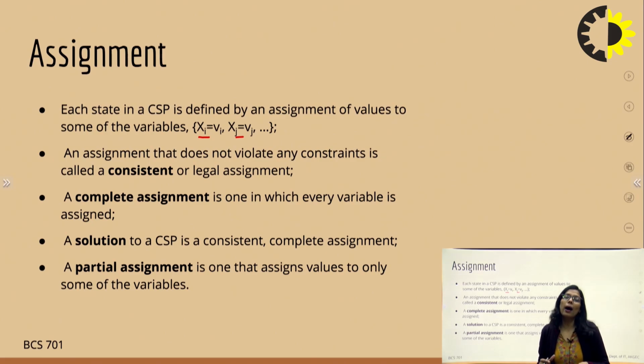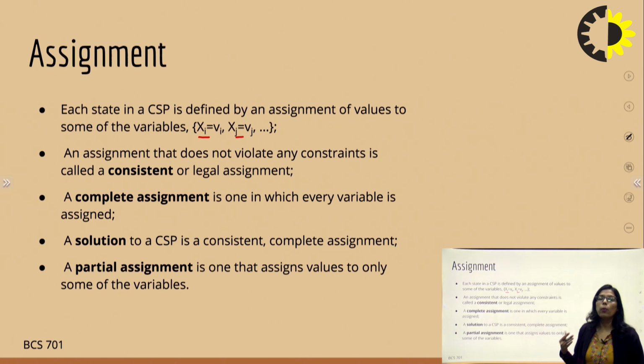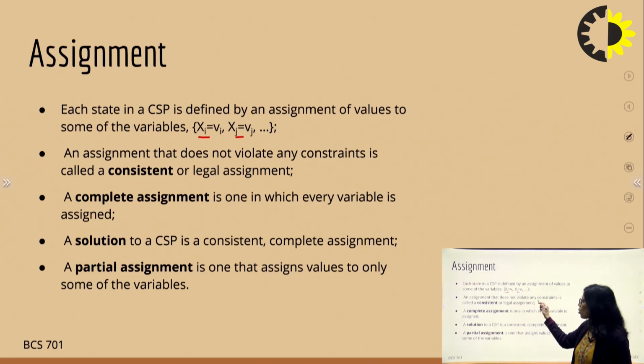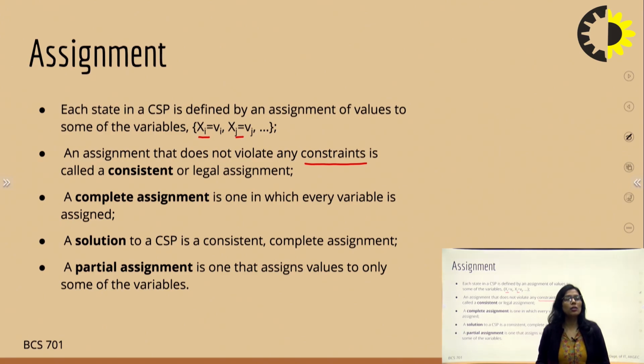So when I'm able to assign every variable in my state a consistent value, we can call it a complete assignment. A solution to a CSP is a consistent, complete assignment. So what is the solution to my CSP problem? When I'm able to assign values to all the variables in my state in accordance with the constraints, then we can say that is the solution to my CSP problem. So when I do the complete assignment, I can reach the solution.